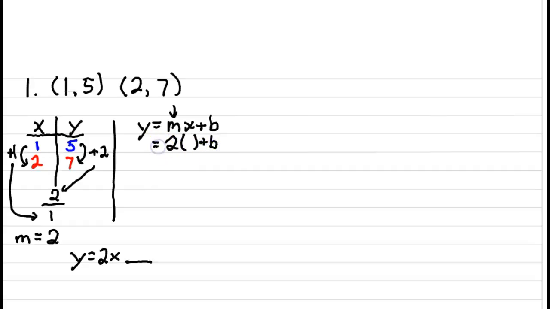Okay. And you can pick either one of these x's and y's and put it in here. So I'm going to use this pair, x and y. You have to use the same parentheses. You can't use this x and that y. But either one will give you the same answer. So you can say here 5 for y, 1 for x.